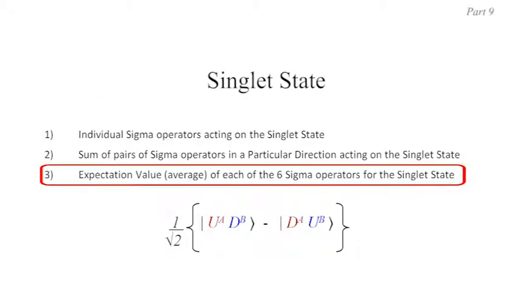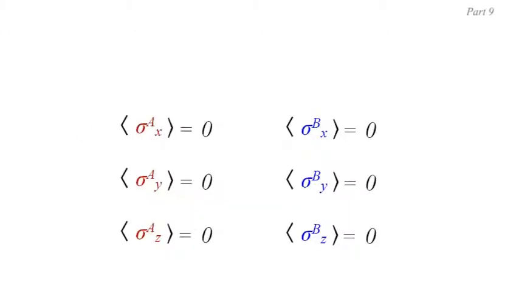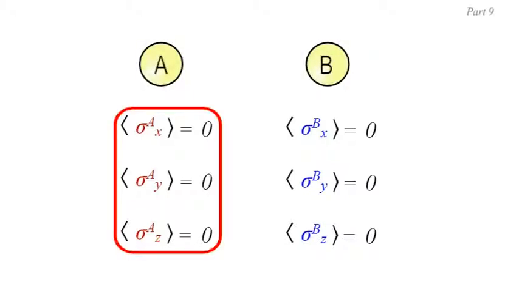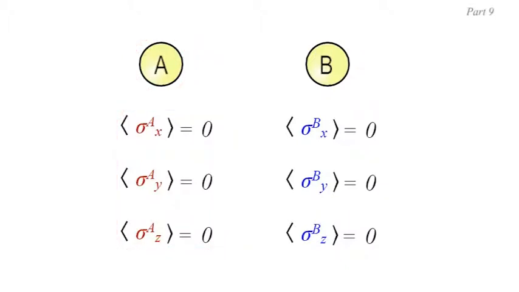The third test was the bombshell, in my opinion. So get this into your head. We looked at the expectation value, or the average value, of all 6 of the sigma matrices individually. 3 for electron A and 3 for electron B, and they were all 0. Why do I suggest that this was stunning? Well, in simple terms, this is all saying that the spin of electron A can't be said to be pointing in any particular direction in real space when it's in the singlet state with B.